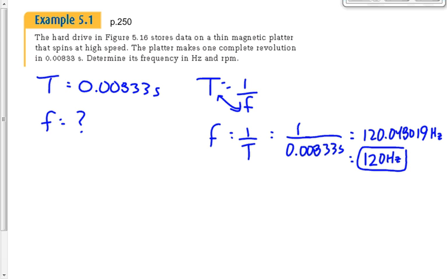But now we have to figure out what it is in revolutions per minute. How many seconds in a minute? 60. So I'm either going to multiply this number by 60, or I'm going to divide this number by 60. If you're anything like me, you have trouble thinking about whether to multiply or divide. I always do. Still, to this day, I have trouble. Do I multiply or divide?